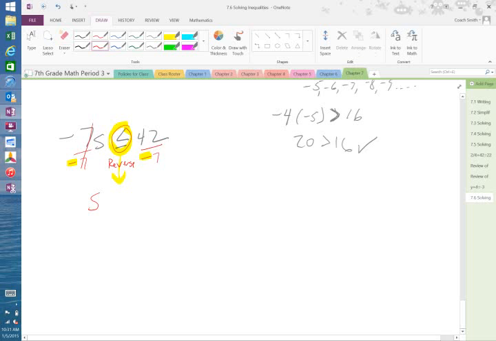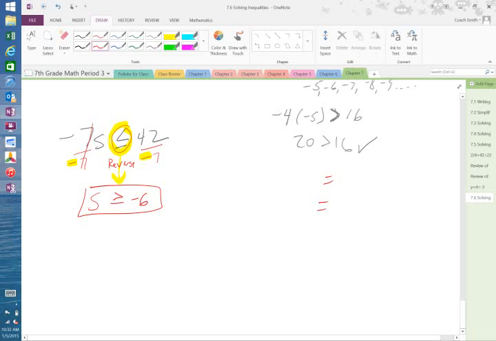Okay? Well, the only thing that reverses is what's on top. You can't reverse an equal sign. Well, you can. But if I reverse an equal sign, well, I reversed it. Okay? It still looks the same. So, s is greater than or equal to negative 6.